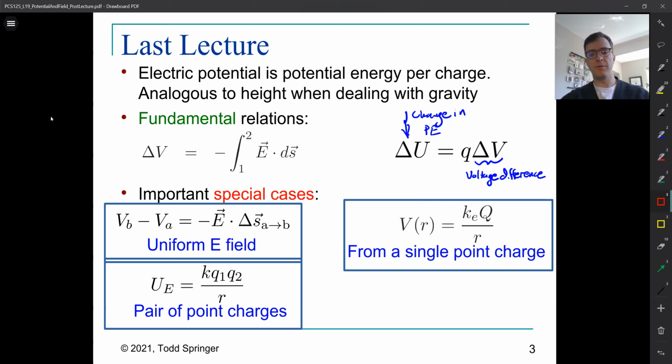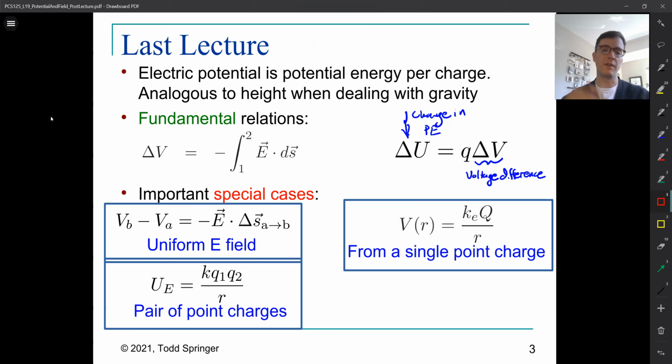So that's a uniform E field. What if you have a single point charge? What's the electric potential from a single point charge? That's on the right here. So V of R is KQ over R. It looks a lot like the force, KQQ over R squared, or the electric field, KQ over R squared, but just be careful. This one has only one R in the denominator. It's not a vector, it's just a number. Electric potential is a scalar.